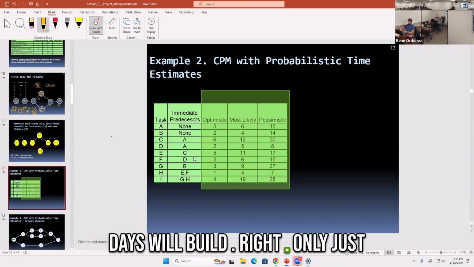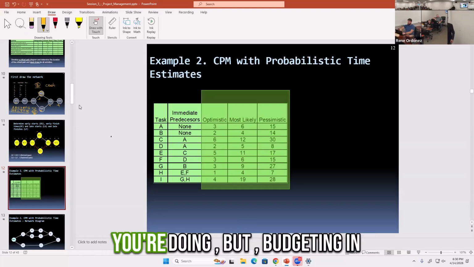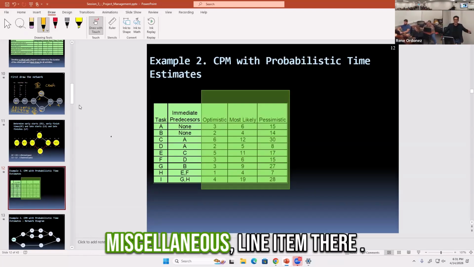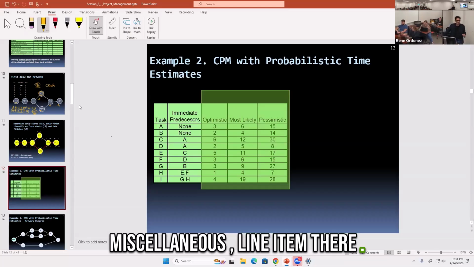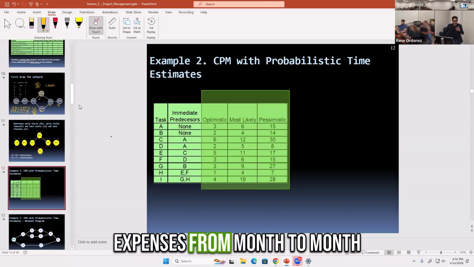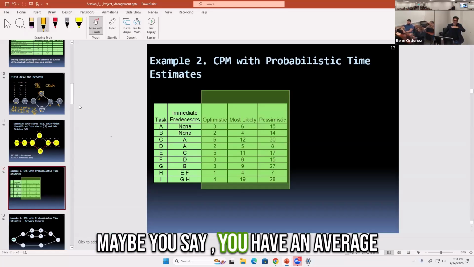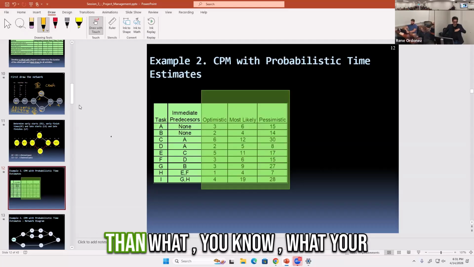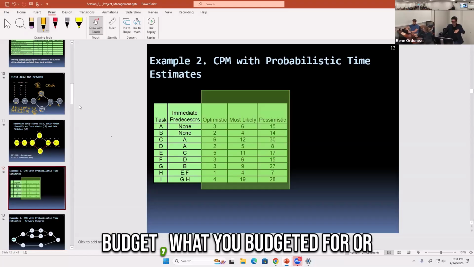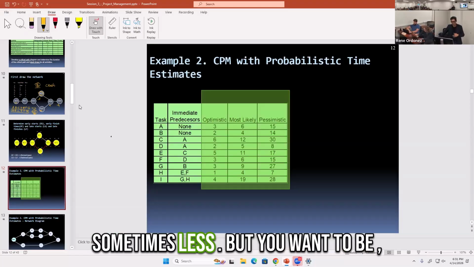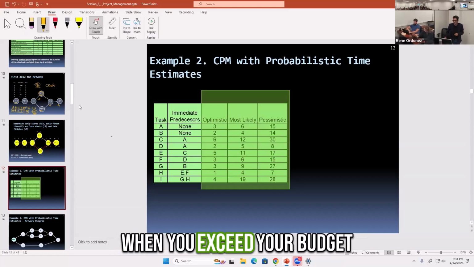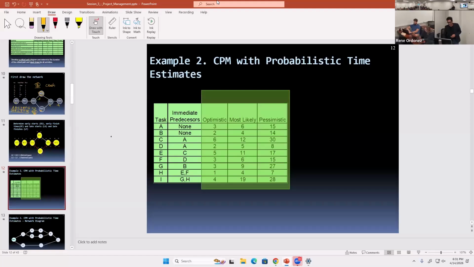Right. Just like when you're doing household budgeting, you always have maybe a miscellaneous line item there. Because your expenses from month to month, maybe you say you have an average expense, but sometimes it's more than what you budgeted for, or sometimes less. But you want to protect yourself from times when you exceed your budget.